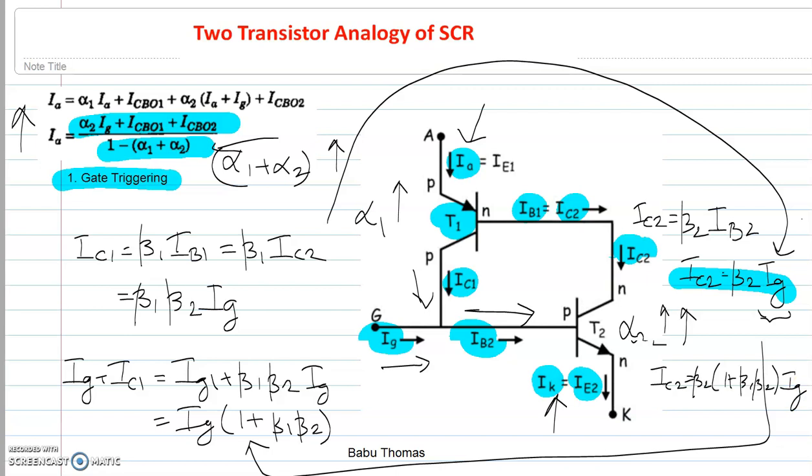Now this IC2 will be acting as the base current for transistor T1. So eventually alpha 1 increases, and at the end, alpha 1 plus alpha 2 cumulatively approaches unity, and as a result your anode current IA starts increasing and the device goes into the turn on mode. This is how we can explain, using the transistor analogy, how the SCR operates using the gate triggering method.